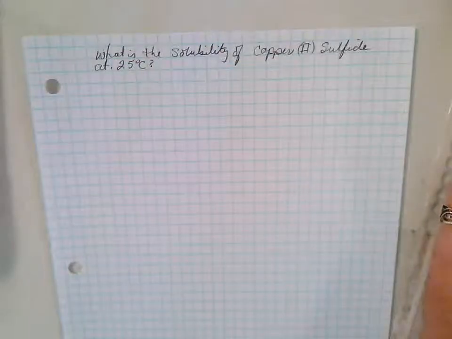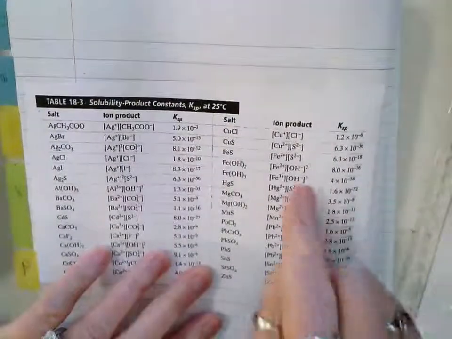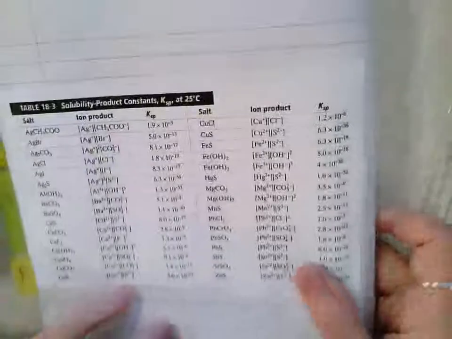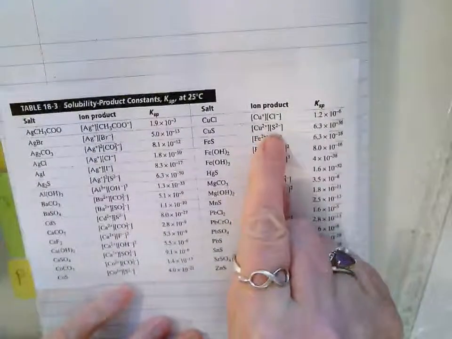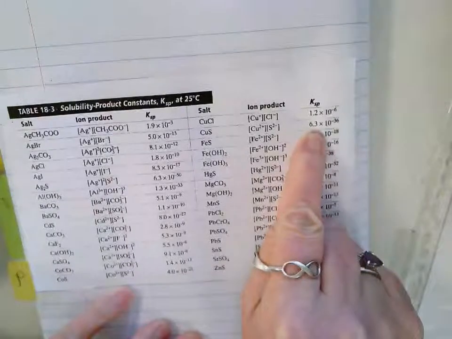Okay, so the second type of calculation I can ask you to do is tell me what the solubility of something is. And you would have to have the KSP. So that's a different chart. We look at this chart and we're talking about copper 2 sulfide, and that KSP is 6.3 times 10 to the negative 36.